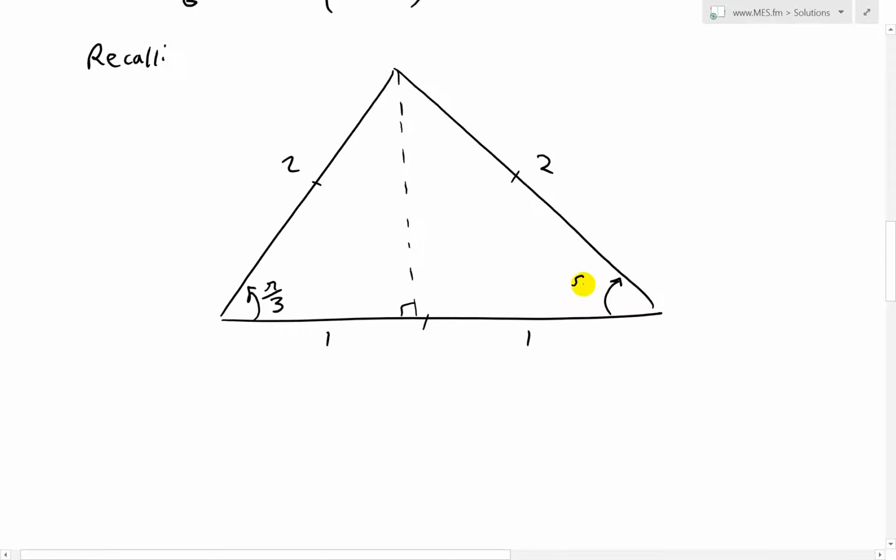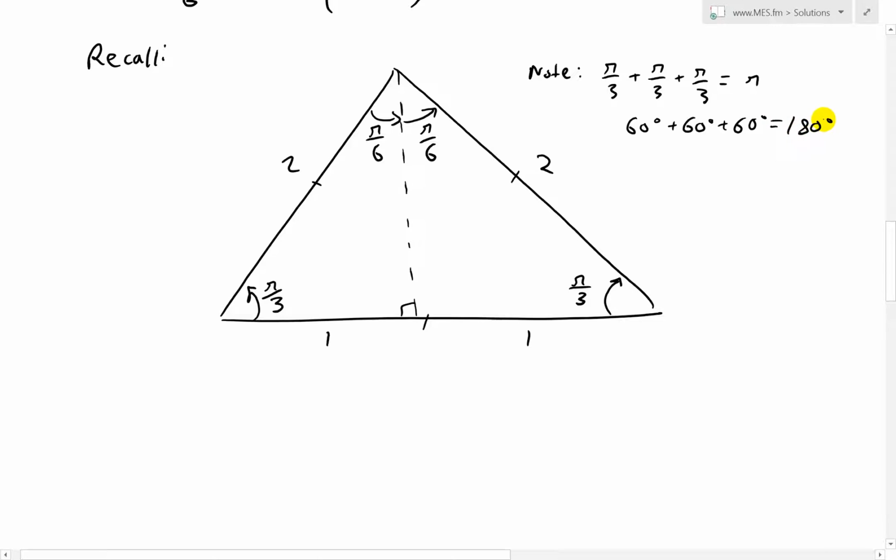This is going to be pi over 3, and this is going to be pi over 3 as well. But we're going to split that in half, so pi over 6. And note, when you add up all these, pi over 3 plus pi over 3 plus pi over 3, this just equals pi. In other words, this is basically 60 degrees plus 60 degrees plus 60 degrees equals 180 degrees, and that is for a triangle like that. This is for an equilateral.